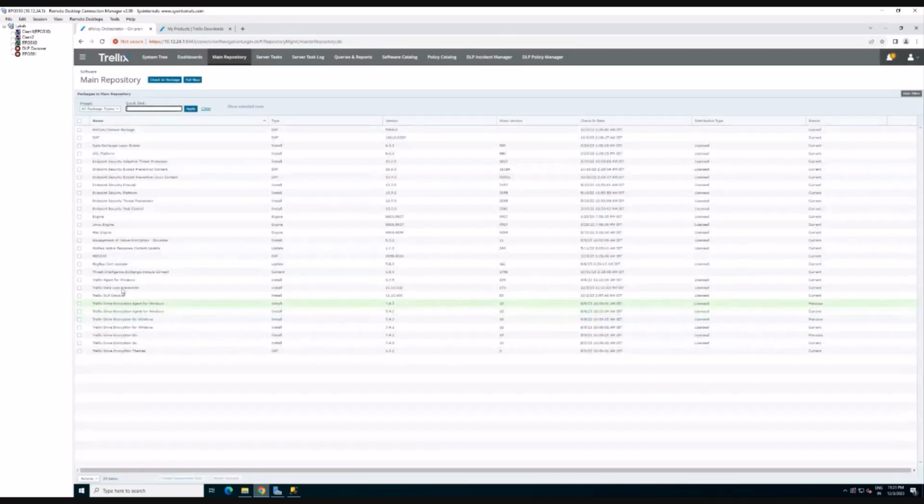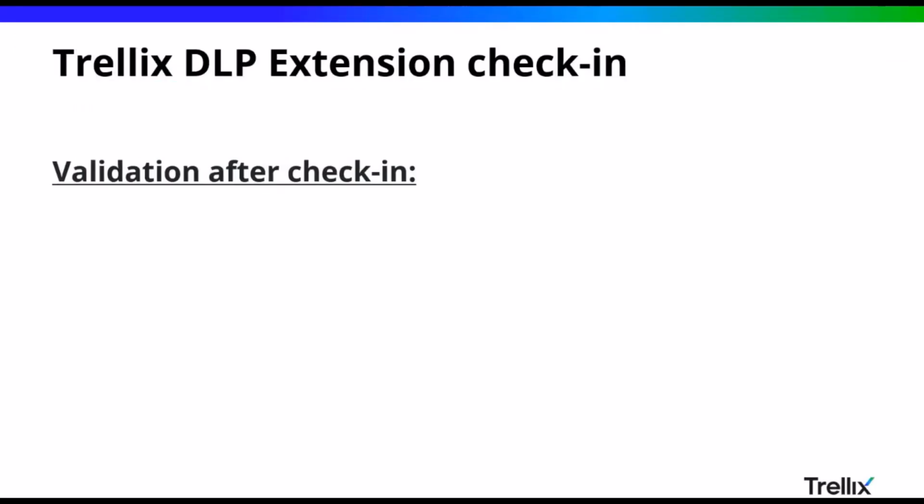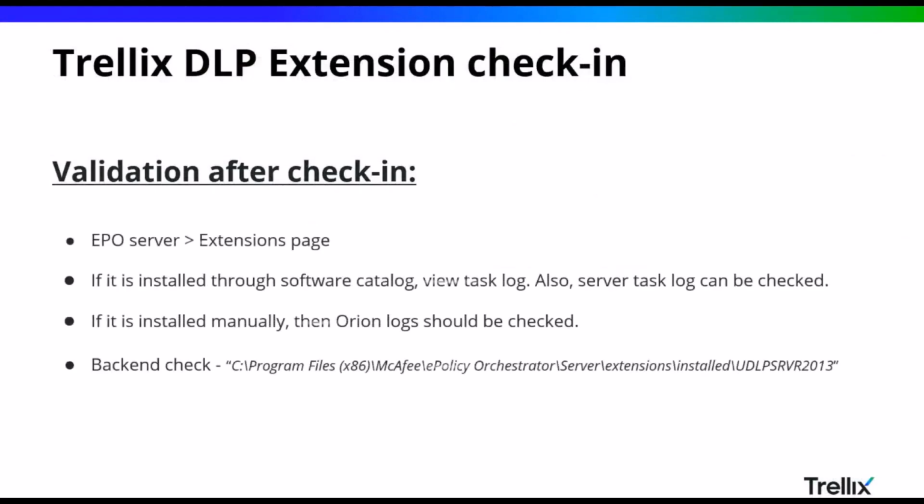So you can see that this is checked in now. Now let us see the validation part of the DLP extension check-in and also the DLP client package check-in from the EPO server. There are 2 to 3 steps that we can follow to validate whether the extension is checked in properly or not, and also for the client package.